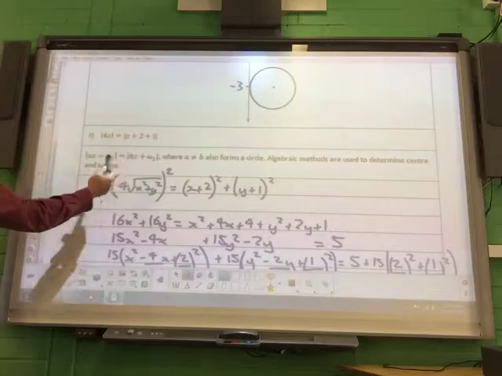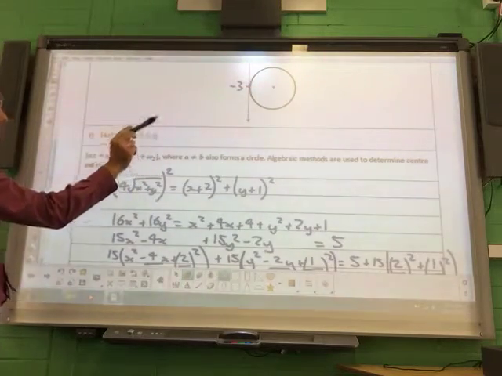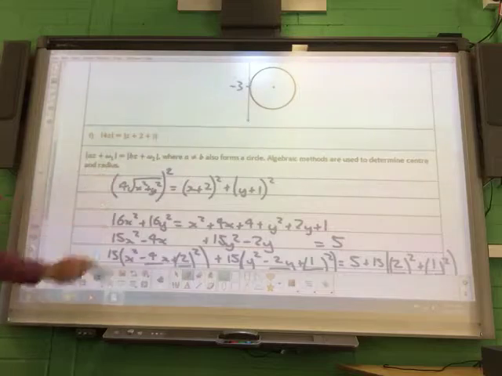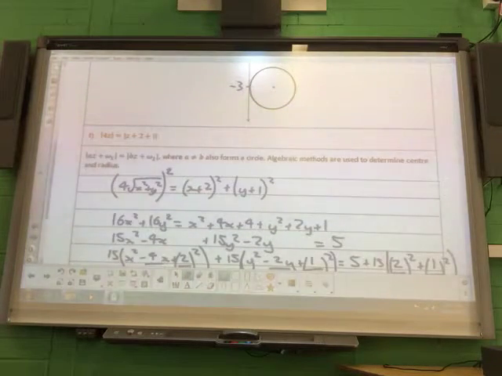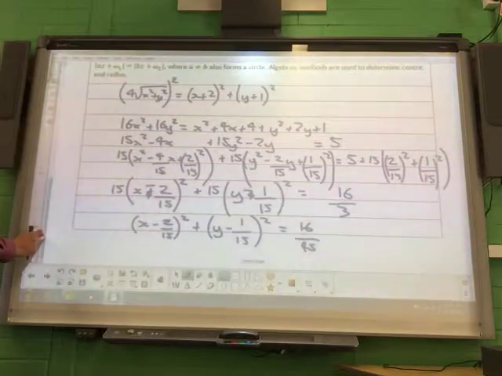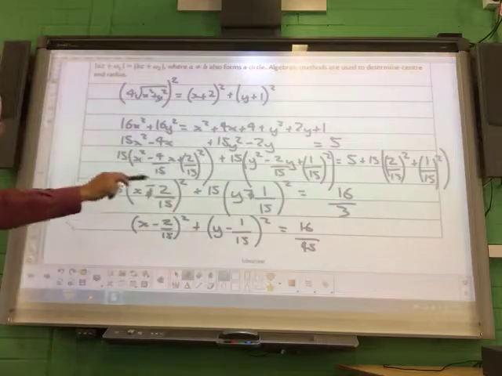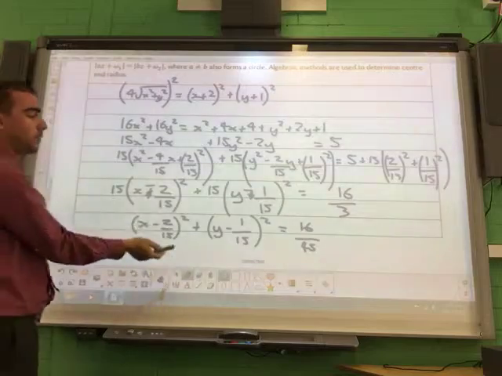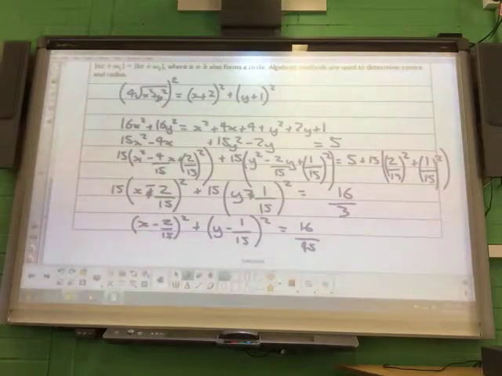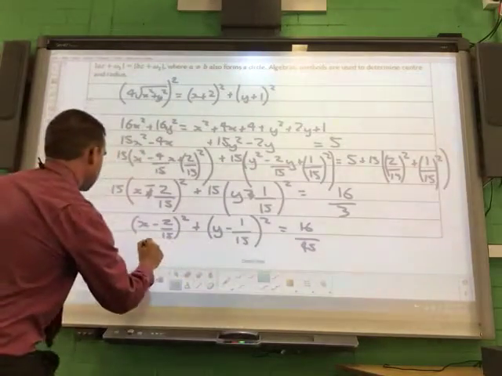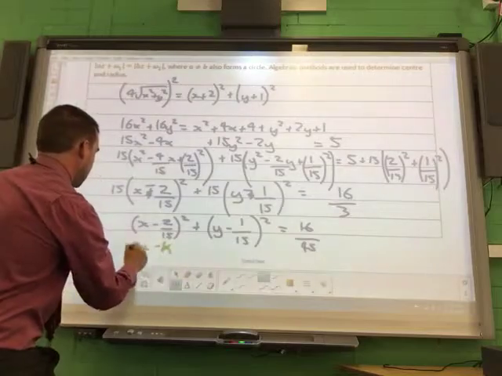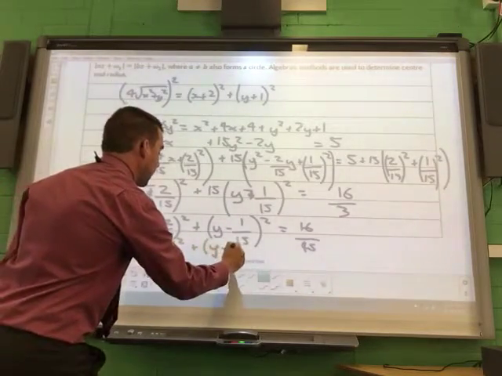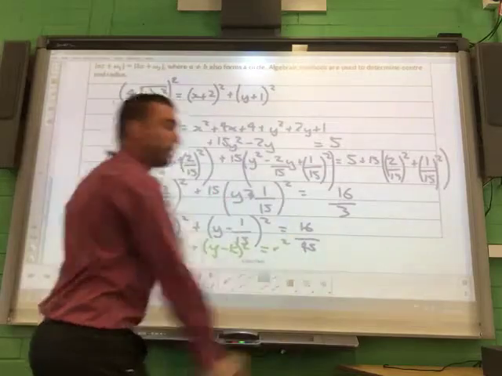So, algebraic method. This is like your mathematics equation, so that's what we need to remember. The centre is going to be at 2 over 15, 1 over 15, and the radius is going to be 4 over 5. Remember, in your mathematics, this is x take away h squared plus y take away k squared is equal to r squared.